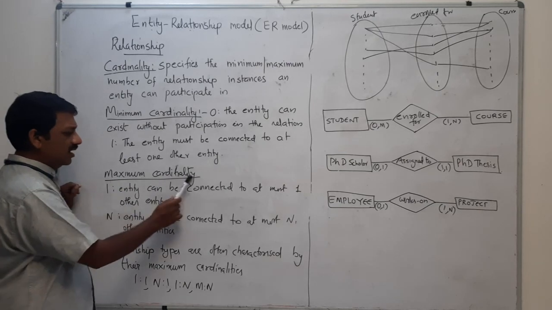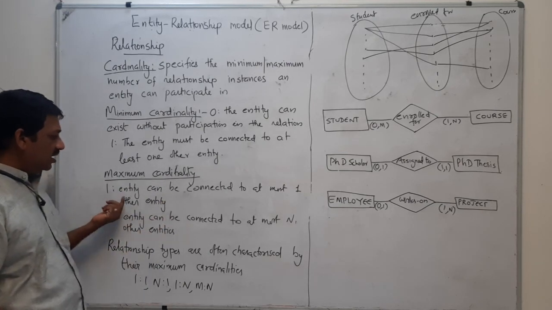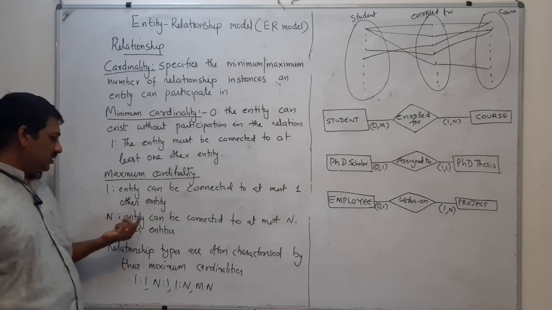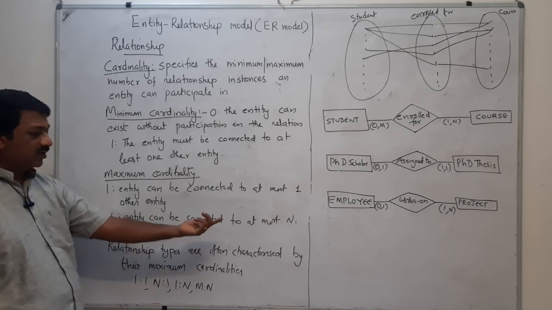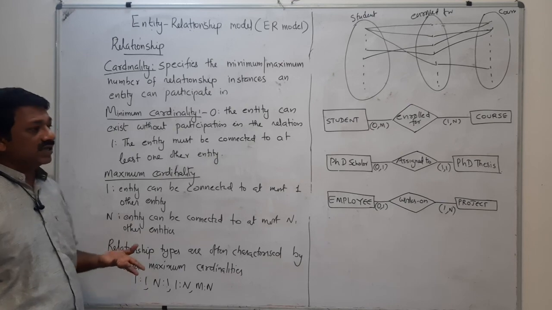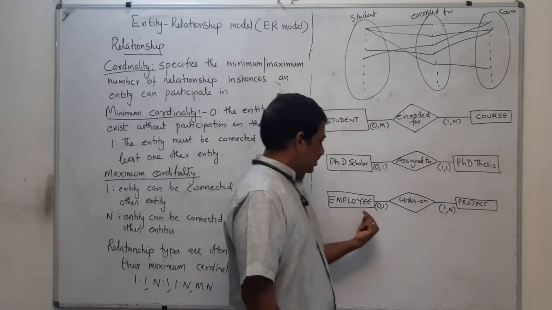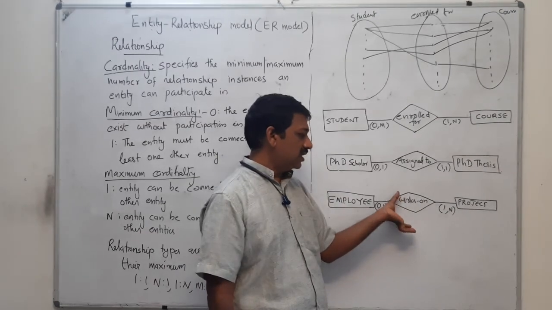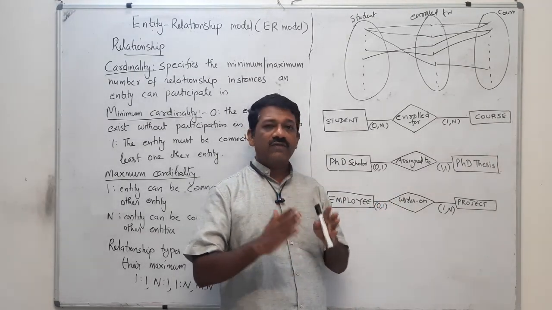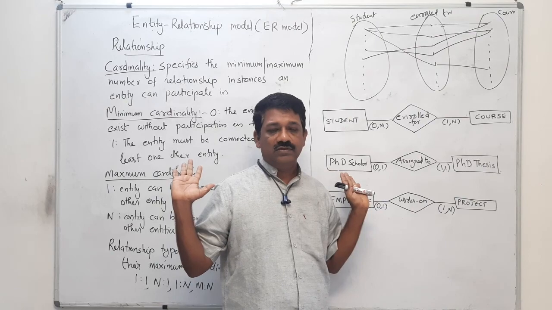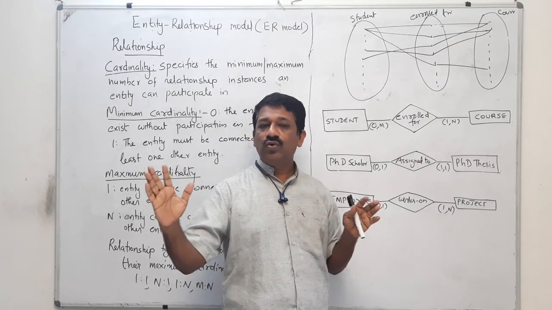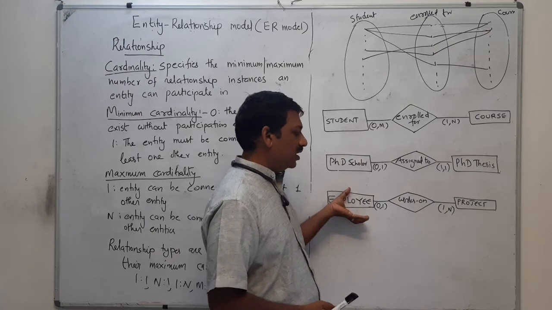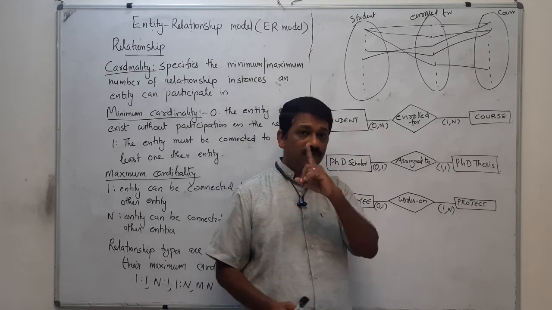What about maximum cardinality? Maximum cardinality 1 means an entity can be connected to at most one other entity. N means an entity can be connected to at most n other entities. That's why here, suppose that an employee works on a project, and the assumption is that an employee can work on at most one project. That means he cannot be assigned to two or more projects. If he is an employee, he can be assigned to only one project.